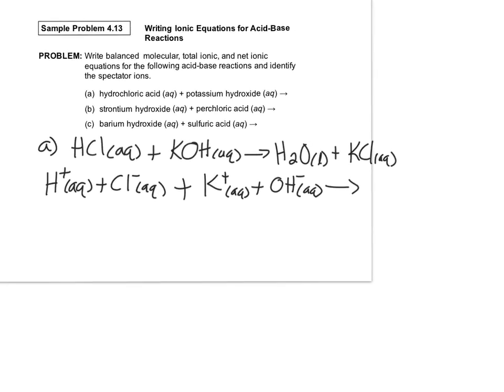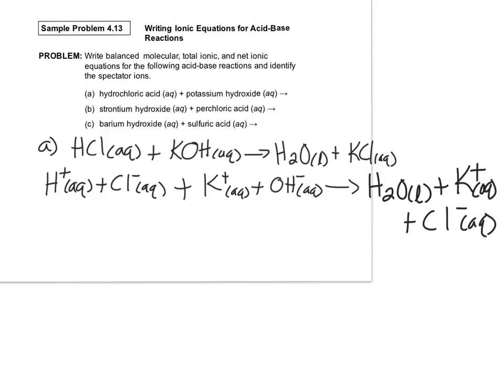So let's see here. I have H2O liquid. I mean, that's water, right? It's not going to break apart because it's water. So I'm going to leave that together. Plus KCl, that's going to be (aq). I knew that because I checked the solubility rules, and group 1 metals are all soluble. So K+ (aq) plus Cl minus (aq). All right, so that would be my total ionic.